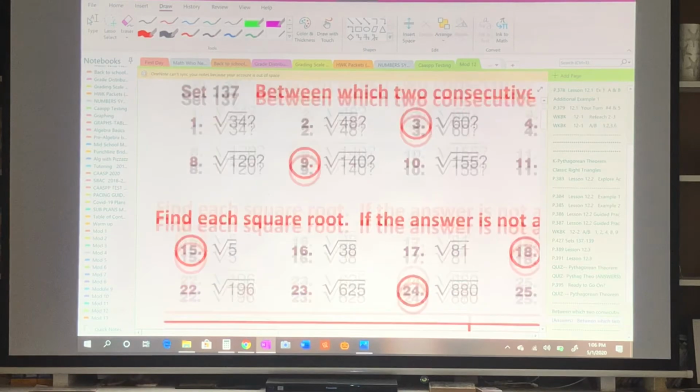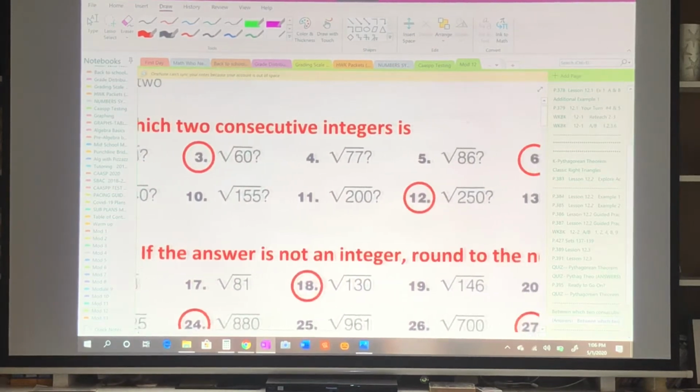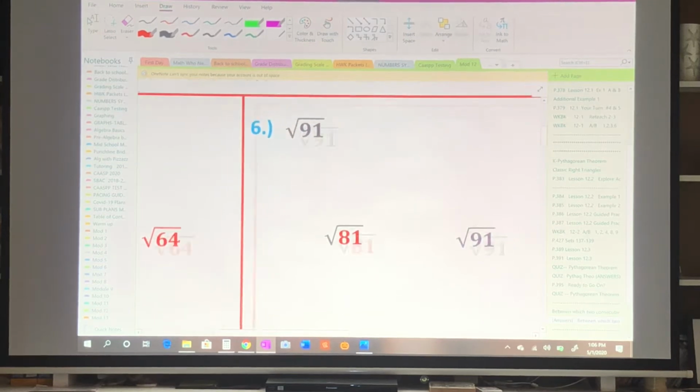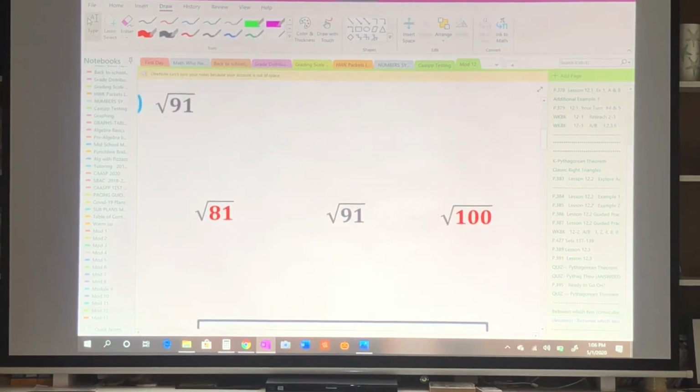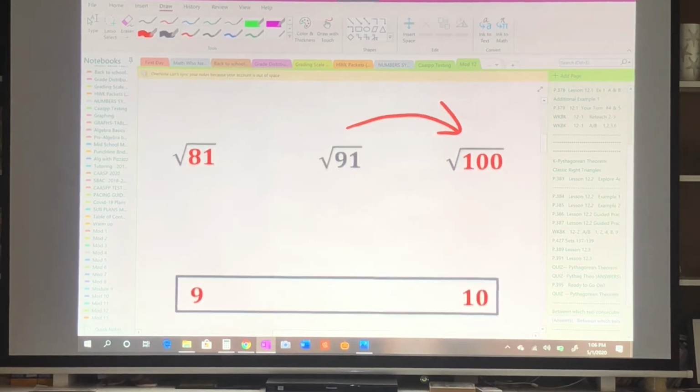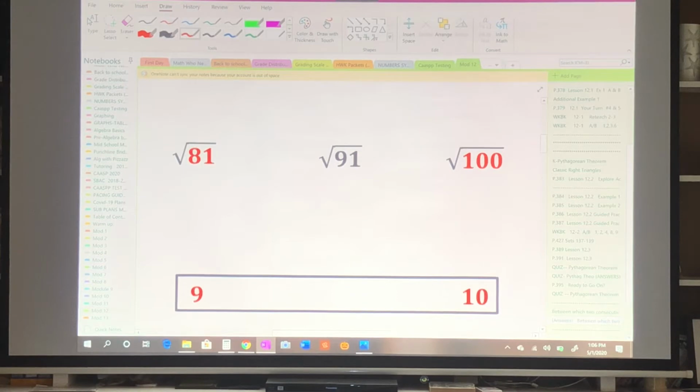Let's go to number 6, which was 91. Well, either one pops into my head on that one because 100's next door and 81 is also. So I probably went to 100, which is 10. Go down 1, which is 9. Square it, you get 81. It sits in between 9 and 10.